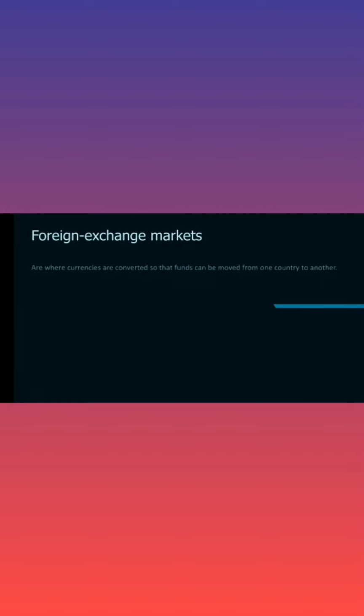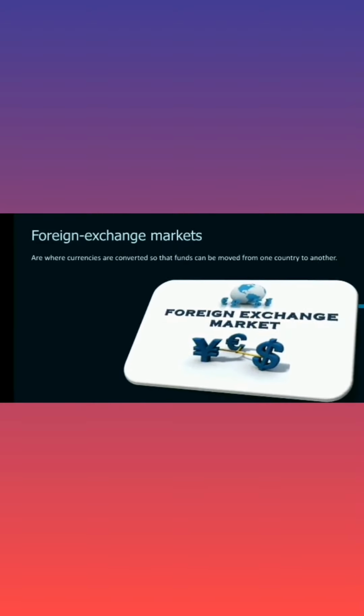Next is foreign exchange markets. It is where currencies are converted so that funds can be moved from one country to another. For example, one can swap the US dollar for the euro.